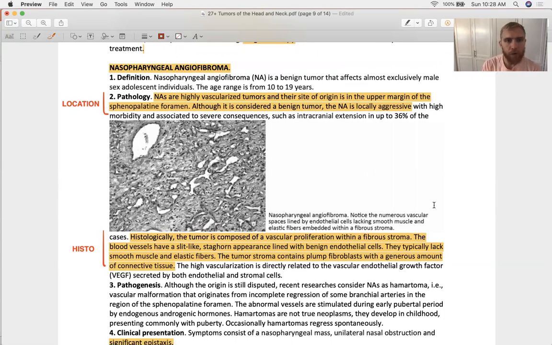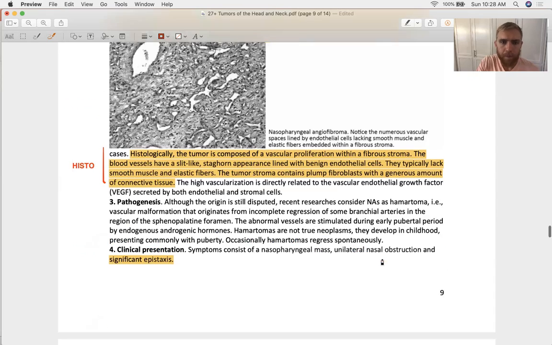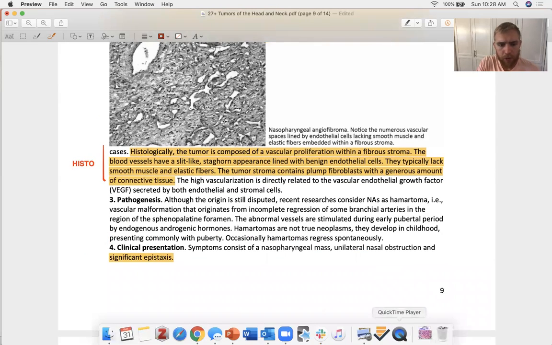So the nasopharyngeal angiofibroma, without even reading anything about it, you can tell it's going to be in the nasopharynx, and it's going to have a blood vessel component, angio, and it's going to have a fibrous component, fibroma. So let's look at a picture of it quickly.